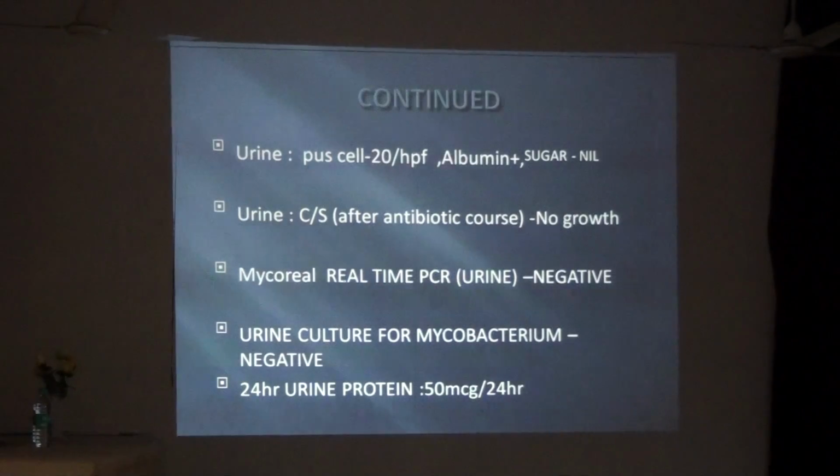Again the urine pus cells persist with albumin positive, sugar is nil, urine culture sensitivity after antibiotic therapy, no growth. Then real-time PCR urine negative. Then urine culture for mycobacterium was negative. 24-hour urine protein 50 milligram per 24 hours.